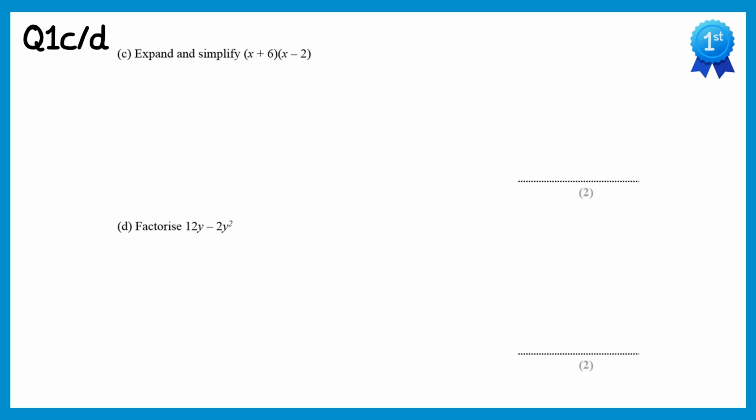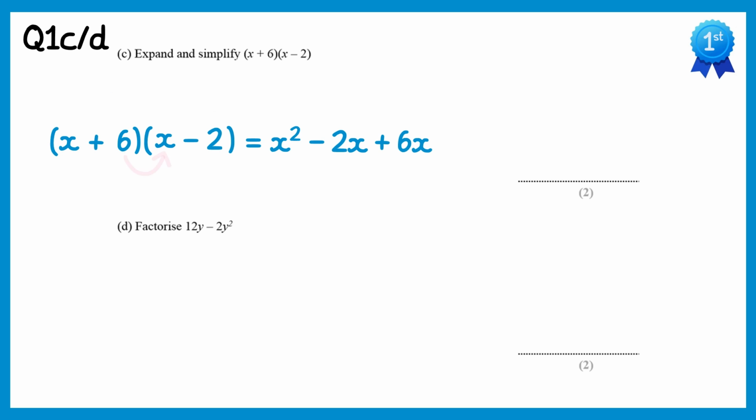We can expand these brackets using FOIL. So we do x times x, which is x squared, x times negative 2, which is negative 2x, 6 times x, which is plus 6x, and then 6 times negative 2, which is negative 12. We can simplify the x terms here, so we have x squared, negative 2x add 6x is plus 4x, and then negative 12.